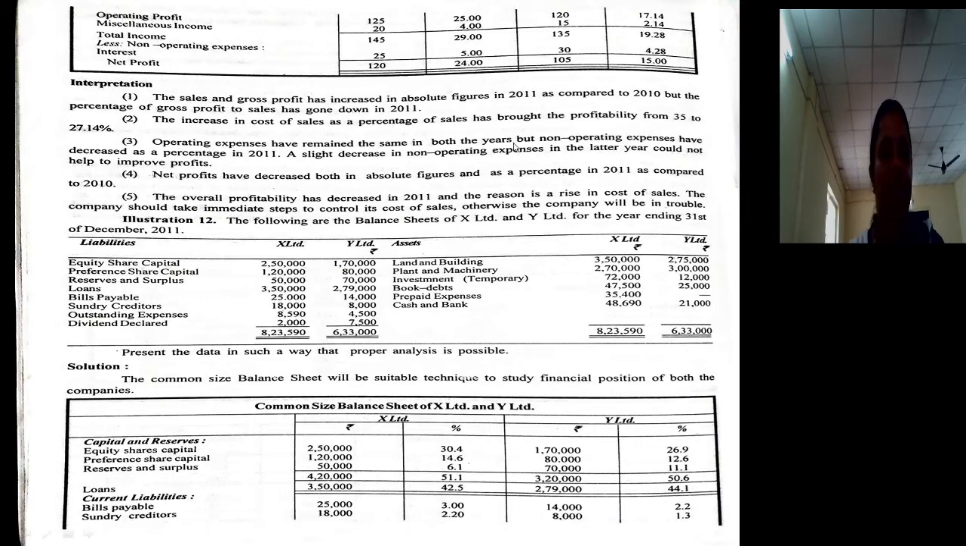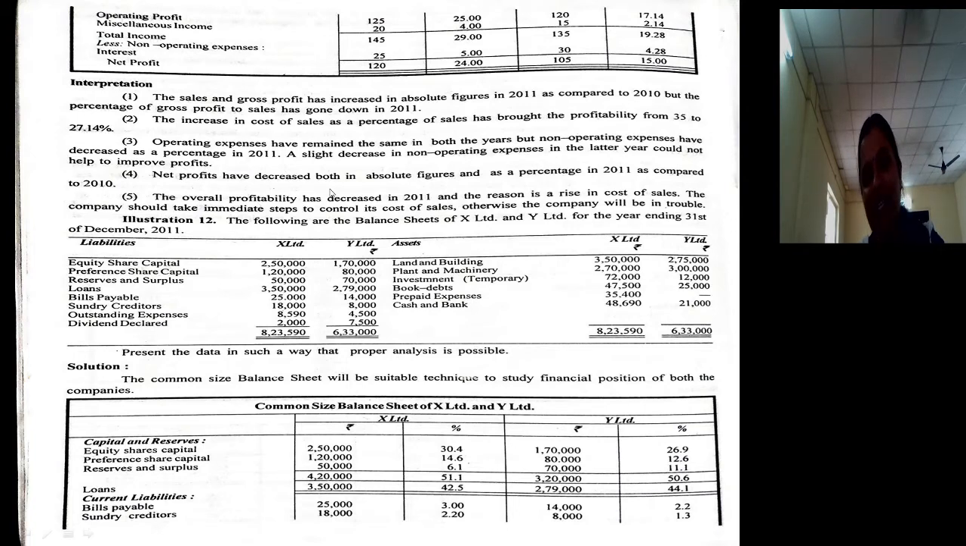They have given the interpretation. See, the sales and gross profit have increased in absolute figure in 2011 as compared to 2010, but the percentage of gross profit in relation to sales has gone down in 2011. The increase in cost of sales as a percentage of sales has brought the profitability from 35 to 27%. Operating expenses have remained the same in both years, but non-operating expenses have decreased as a percentage in 2011. A slight decrease in non-operating expenses in the later year wouldn't help to improve the profit.